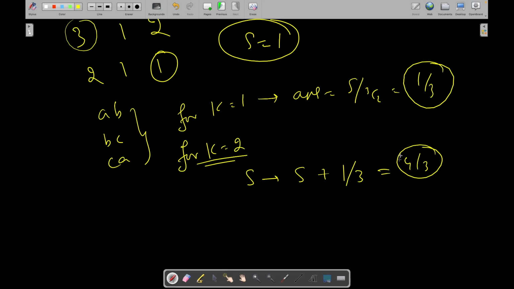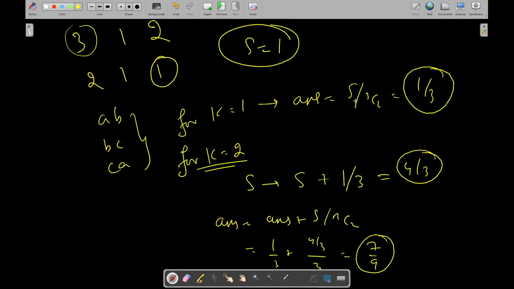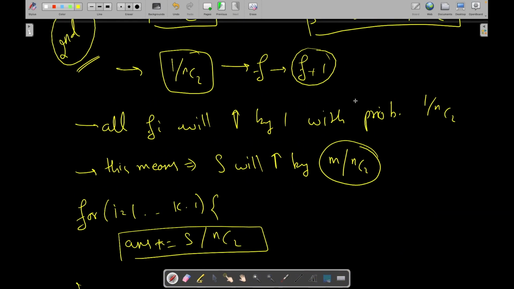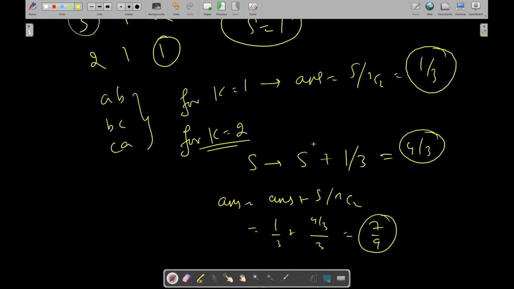So this is the expected value of the summation after I go for the first excursion. And now my answer will become answer plus S upon NC2. So this will become 1 by 3 plus 4 by 3 upon 3, which is equal to 7 upon 9. So that is how we are arriving at the final answer. Now let's try to code this up. I think you are now familiar with it. Otherwise you can rewatch this video a few more times and I think you will get the approach pretty quickly. So now let's move on to the code.